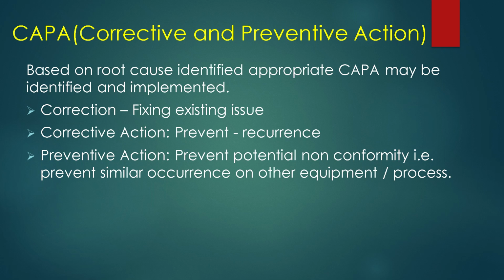Corrective and preventive action. Based on the root cause identified, appropriate CAPA may be identified and implemented. Correction is fixing the existing issue. Corrective action is to prevent recurrence, and preventive action is to prevent potential non-conformity, that is, prevent similar occurrence on other equipment and processes.